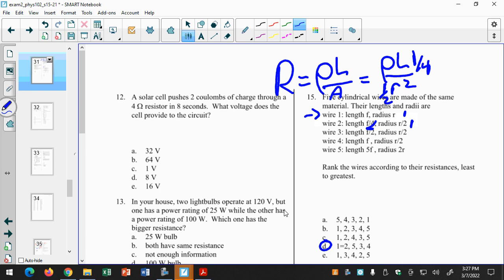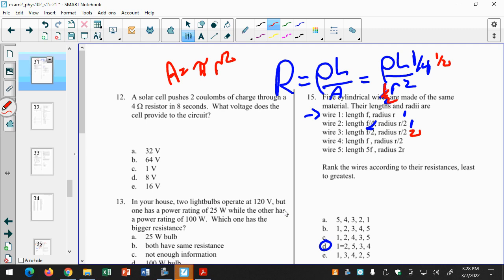But let's go ahead and check these last ones. For wire 3, the length is 1 over 2, and for the radius I have a 1 over 2 as well. So that's a 4 over 2, or 2. Because area is equal to pi r squared, I just left the pi off. It's just a number, so you can put the pi in there if you want.